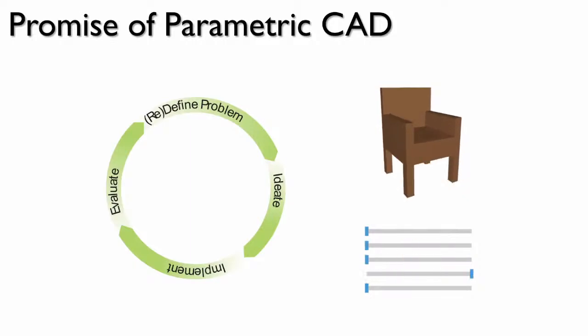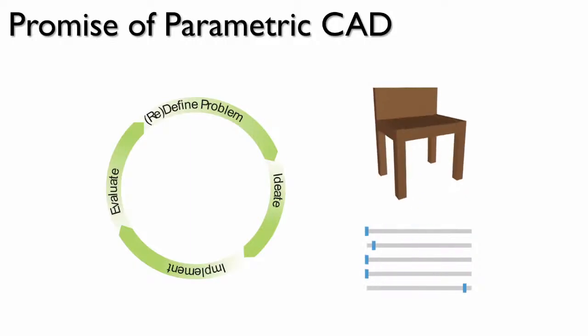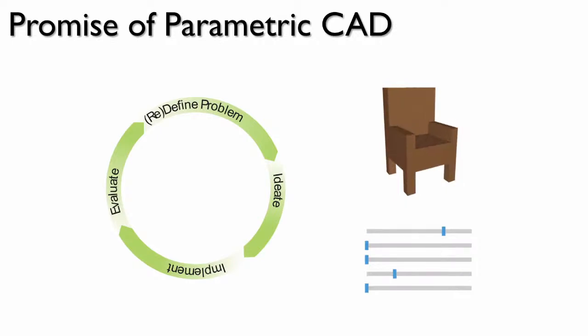So the promise of parametric CAD modeling is that you can take a model and then be able to explore many different design alternatives just by changing parameters. This would be really cool to be able to do. But it's kind of a false promise.